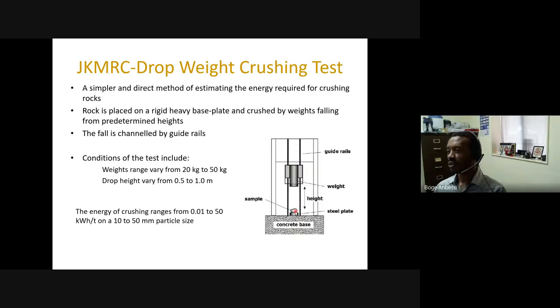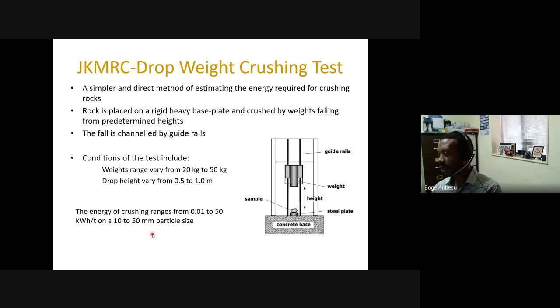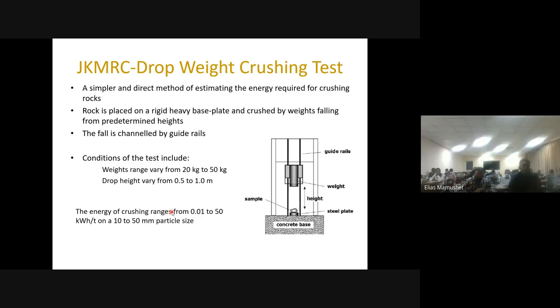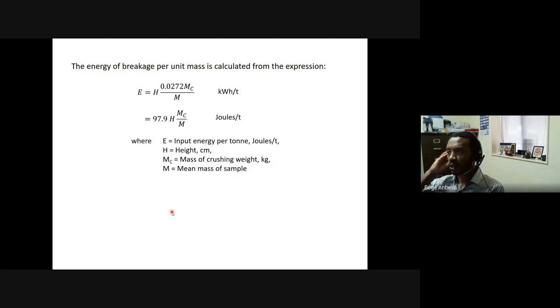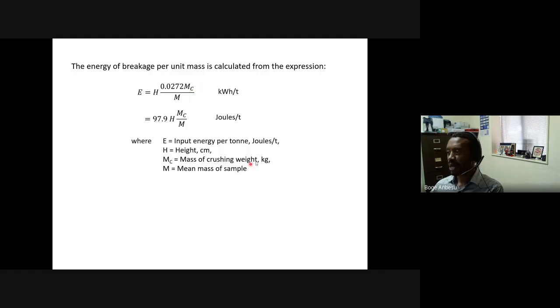Once you break the rock, you can then work out the energy that was spent in crushing the rock, to determine what we call the Bond crushing or breaking energy requirement. In this case, that energy E is given by H, the height from which this weight was dropped. MC here is the mass of the crushing weight, which as I said can be somewhere between 20 to 50 kilos, and M corresponds to the mass of the sample, which I can weigh.